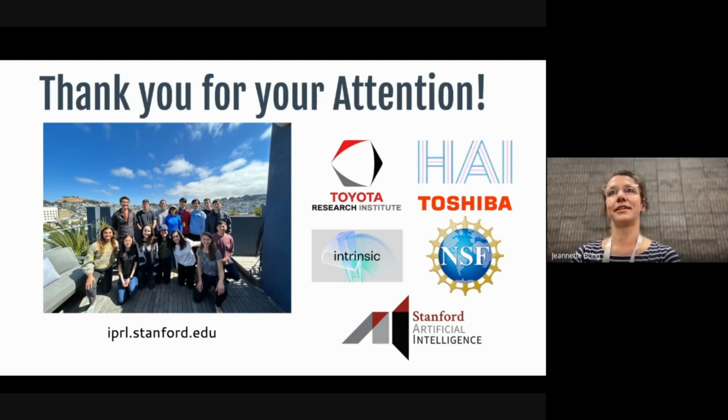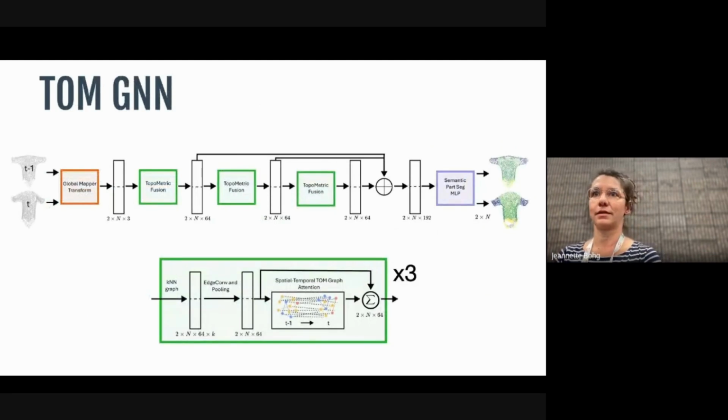Thank you very much for the presentation, Jeannette. Very nice. I have two questions. The first one is for the TOM-GNN. Why do you use the point clouds and not the graph representation? I think this would be more efficient, right? Yeah, we actually do use the point cloud as well. Sorry, this wasn't probably clear. I'm asking, why do you use the point cloud and not only the graph?